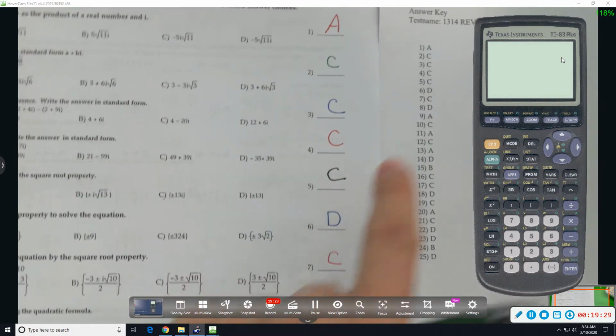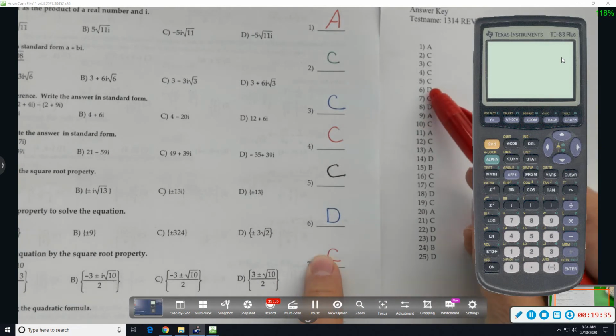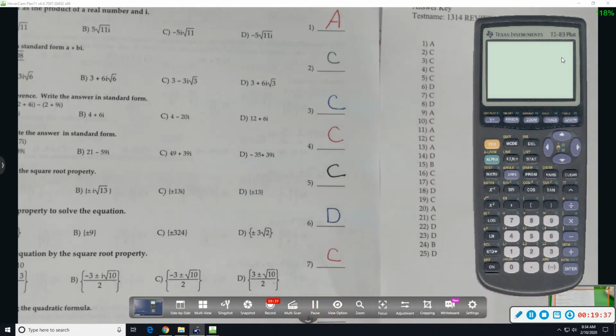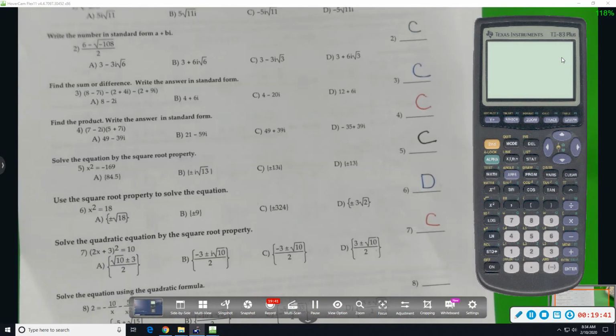And then 8 is a D. No, I've gotten ahead of myself. Okay, we've only done through C. So C, D, C, C, yeah. Okay, so I'm amazingly getting them right. So, any questions?